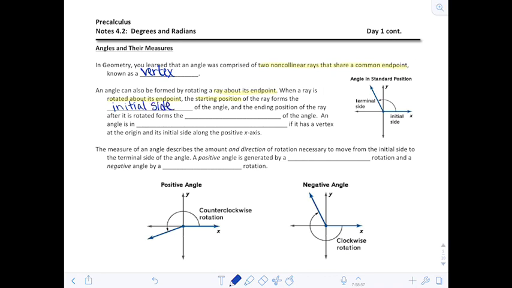of the angle. So if you look over here to the right, we have this initial side, which is the positive x-axis, and this angle has a vertex at the origin. That's going to be what we see every single time. The ending position of the ray after it rotates forms the terminal side of the angle. Terminal means to finish, so the terminal side is where the angle stops rotating.